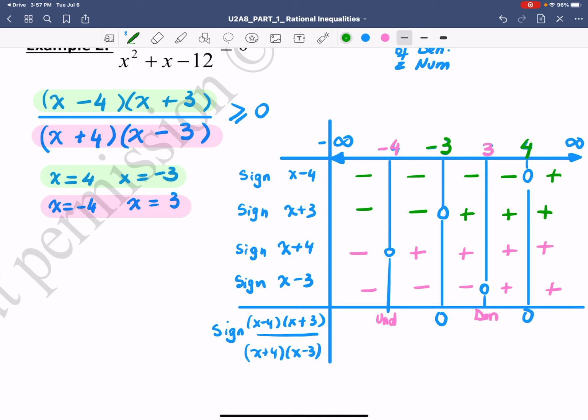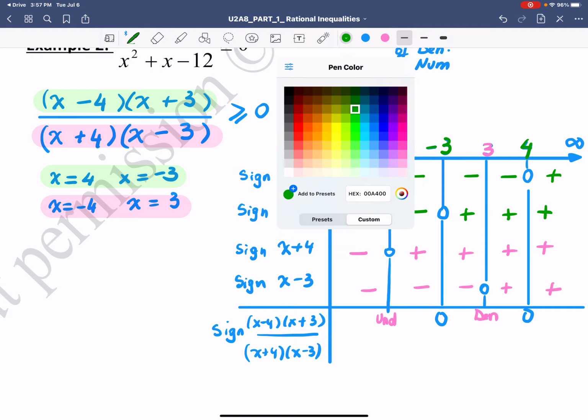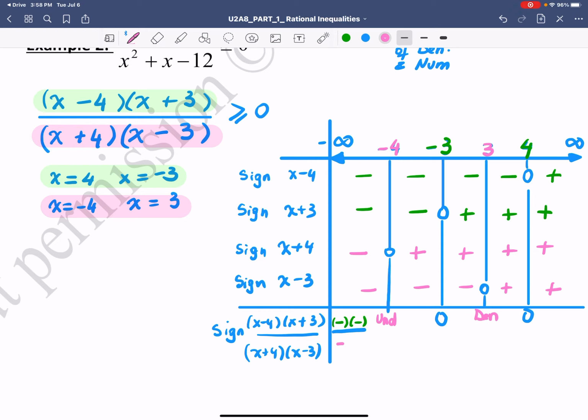So now we are going to combine all these signs. What we have in here is a minus multiplied by a minus, which is dividing a minus multiplied by a minus. So we have all minuses in here, and that tells us that the sign of the product here would be positive.